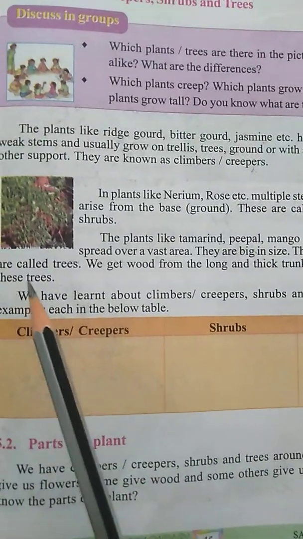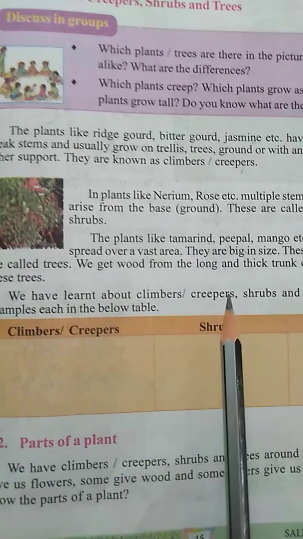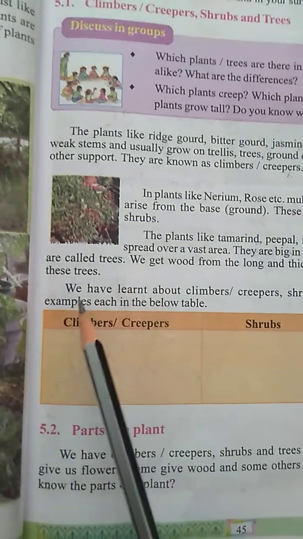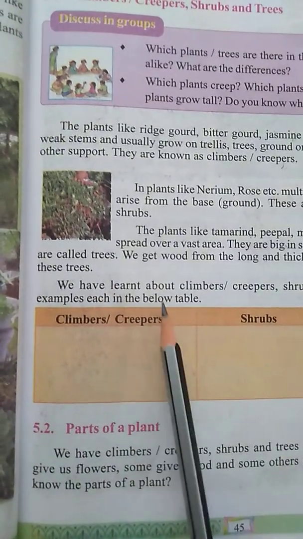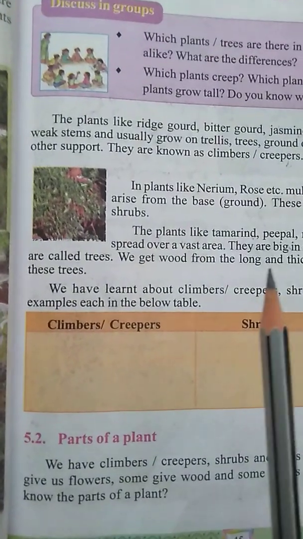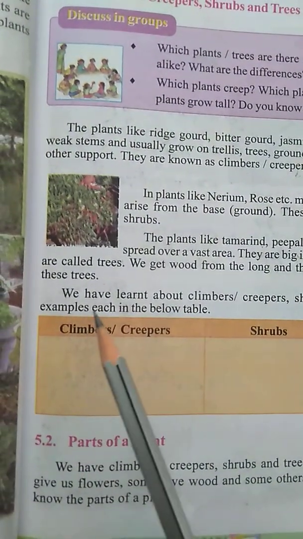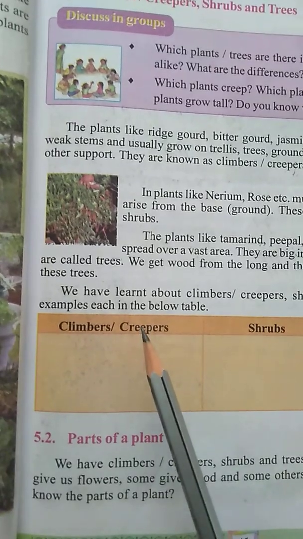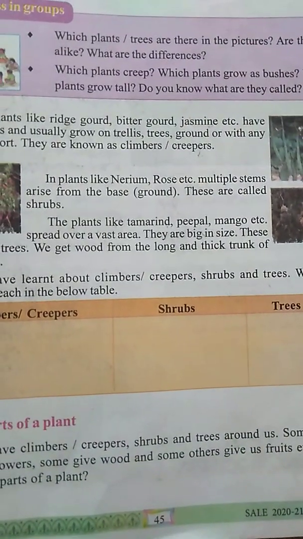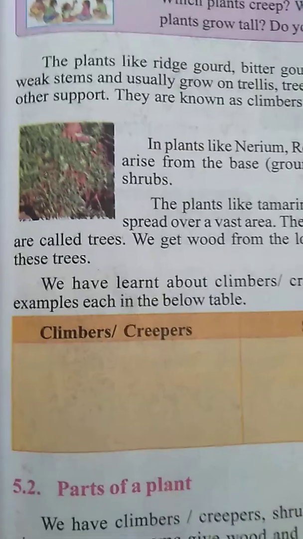Now see here children, we have learnt about the climbers, creepers, shrubs and trees. Write examples of each in the below table. Here they asked us to write 2 examples of each: 2 examples of climbers, 2 examples of creepers, 2 examples of shrubs and 2 examples of trees. So all of you write here.